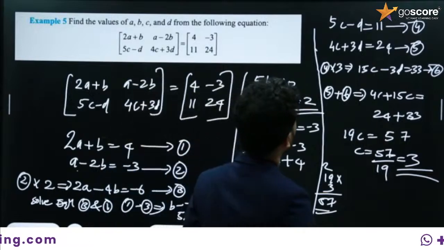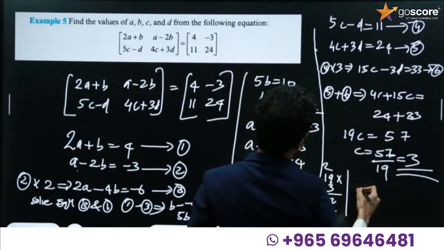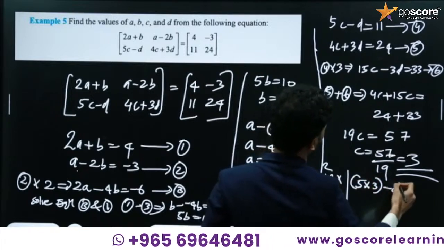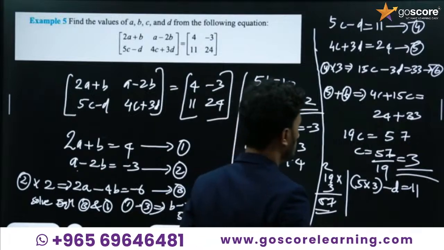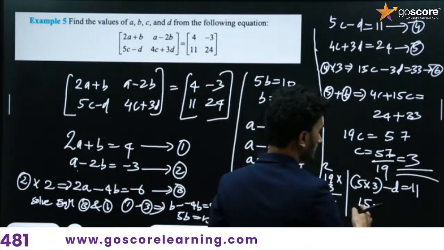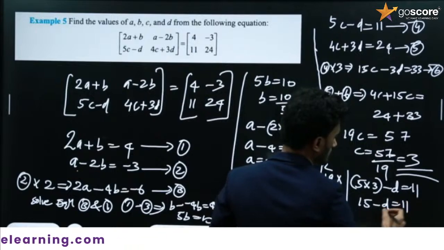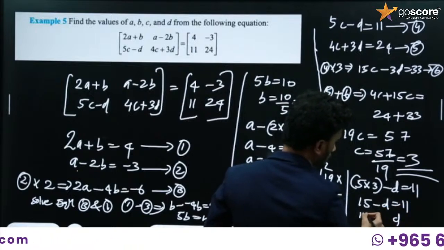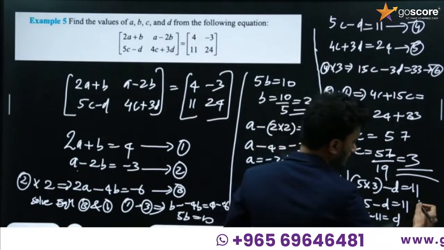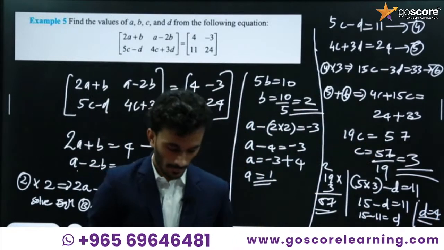What will be the d? If c is equal to 3, substitute in equation number 1. Sorry, 5 into 3 minus d is equal to 11. 5 into 3, 15 minus d is equal to 11. I am taking this d to this side, so d is equal to 15 minus 11. 15 minus 11 is 4. So d is equal to 4.